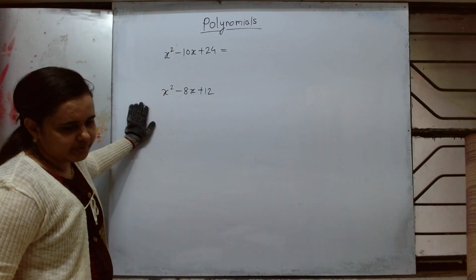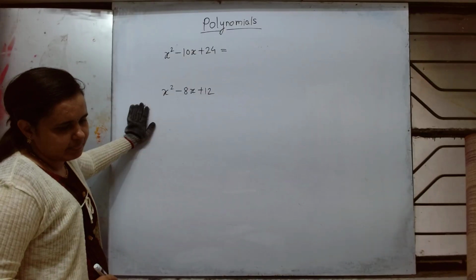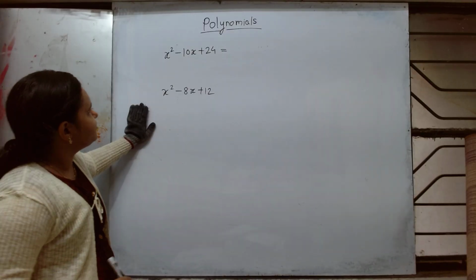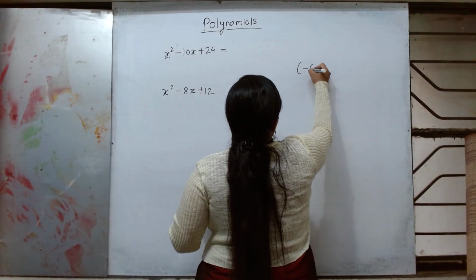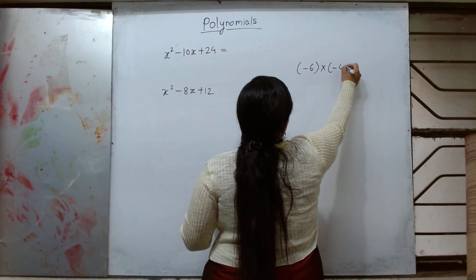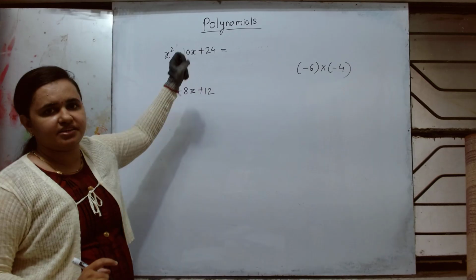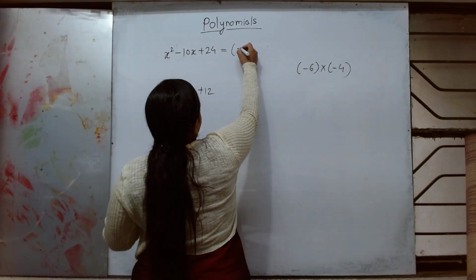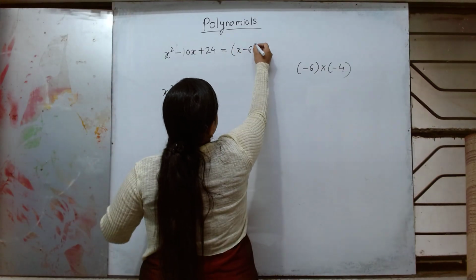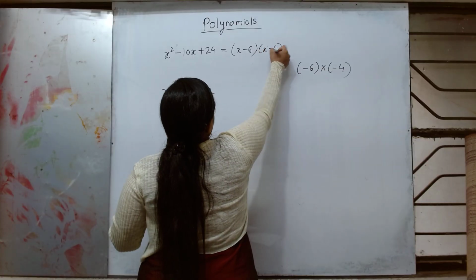here the sum is not coming. 6 fours are 24. Minus 6 into minus 4 is 24, and minus 6 minus 4 is minus 10. So the factors will be x minus 6 and x minus 4.